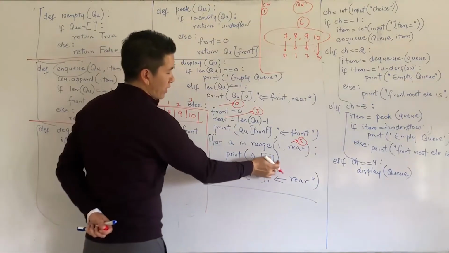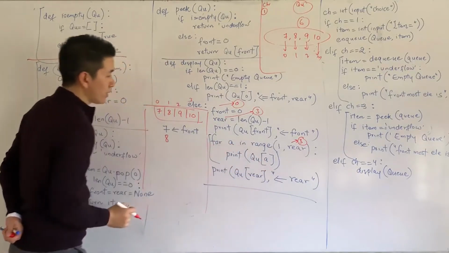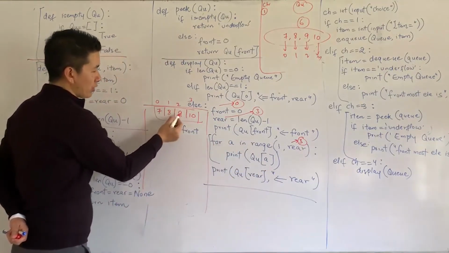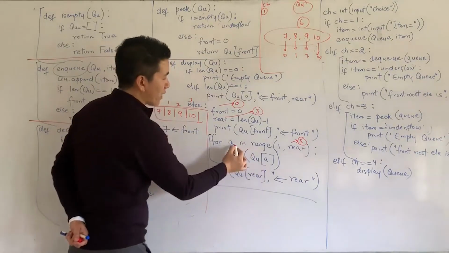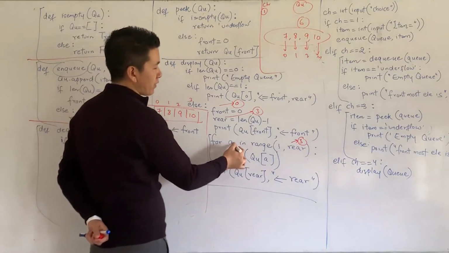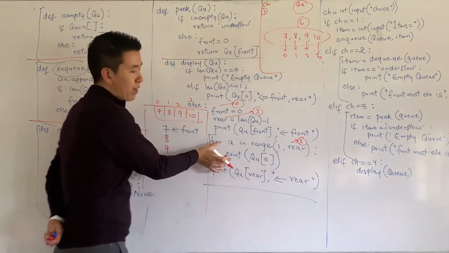And then it goes for the next value of A. The next value of A is 2. Q of 2 means you're pointing to the 9, so the 9 will be printed like this. When the value of A becomes 3, 3 doesn't fall in the range of 1, 2, 3. Hence you leave the loop. You come out of the loop.